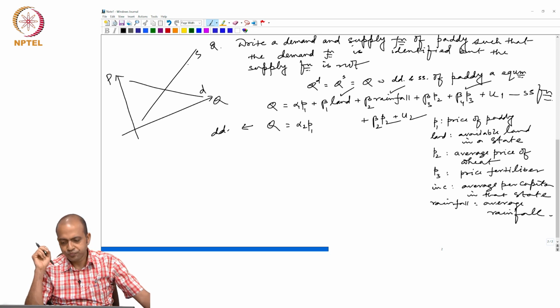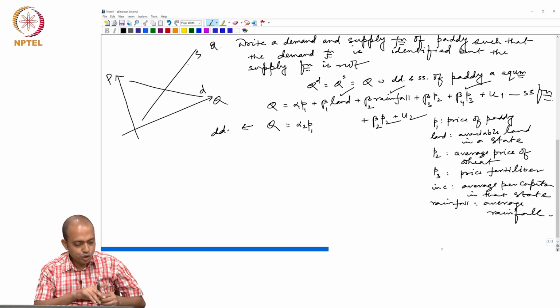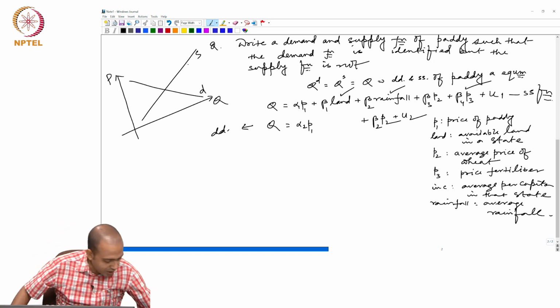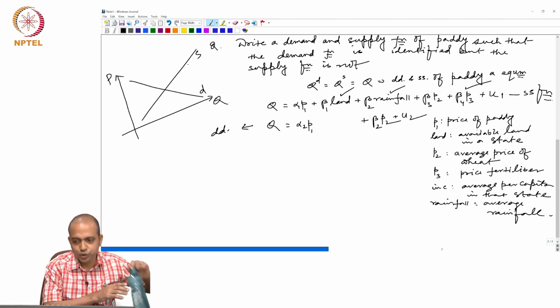Now what we will do? We will try to generalize this system by including more than 2 equations. Let us see.